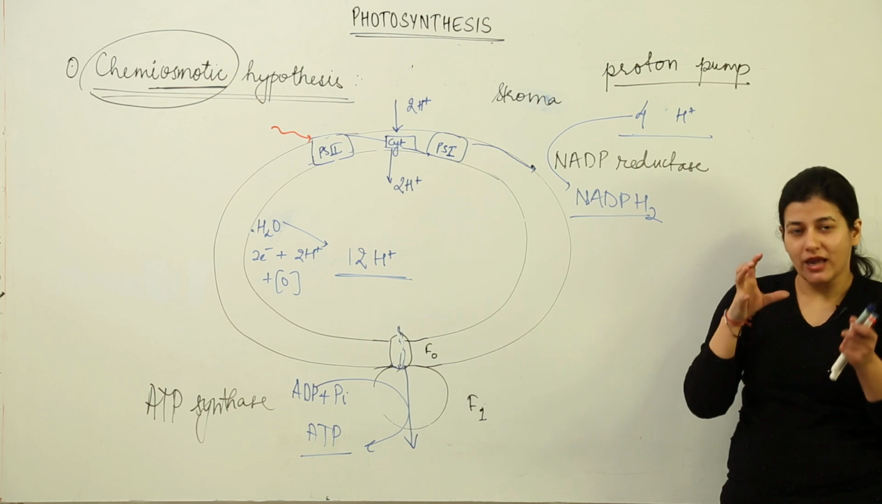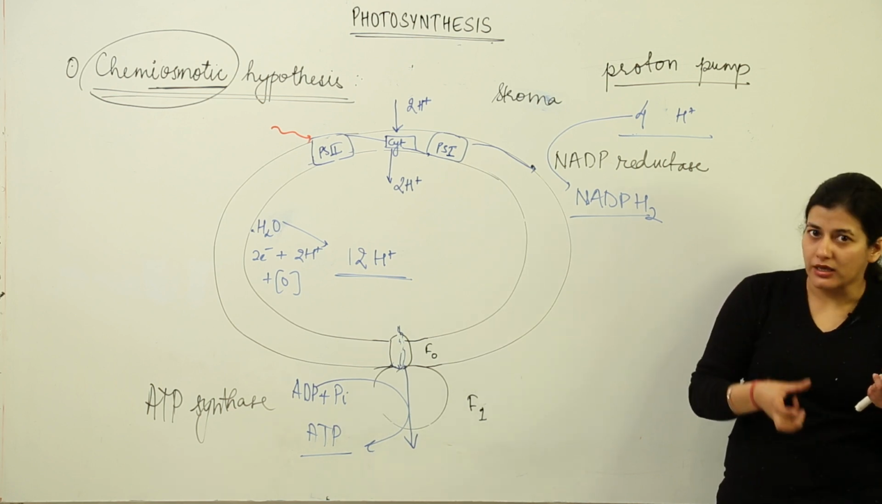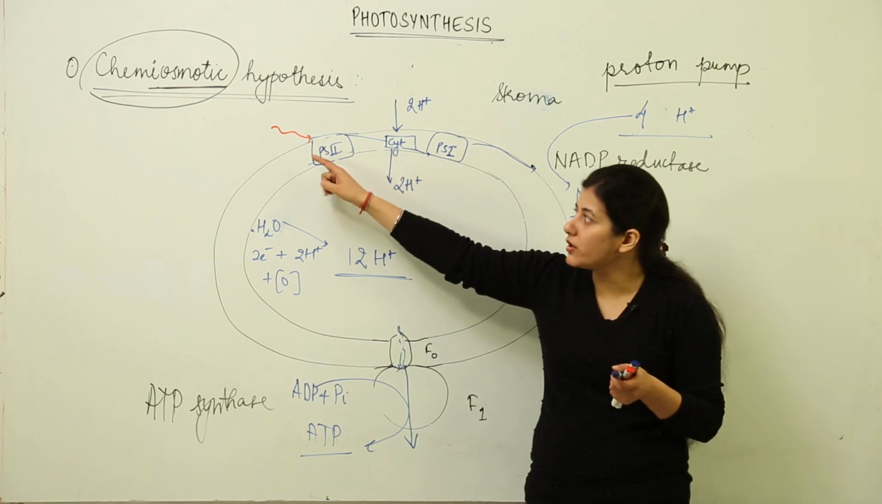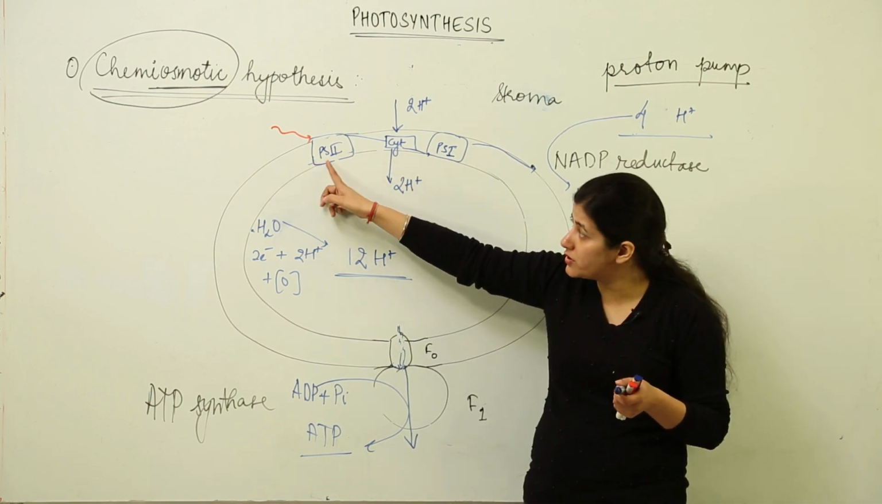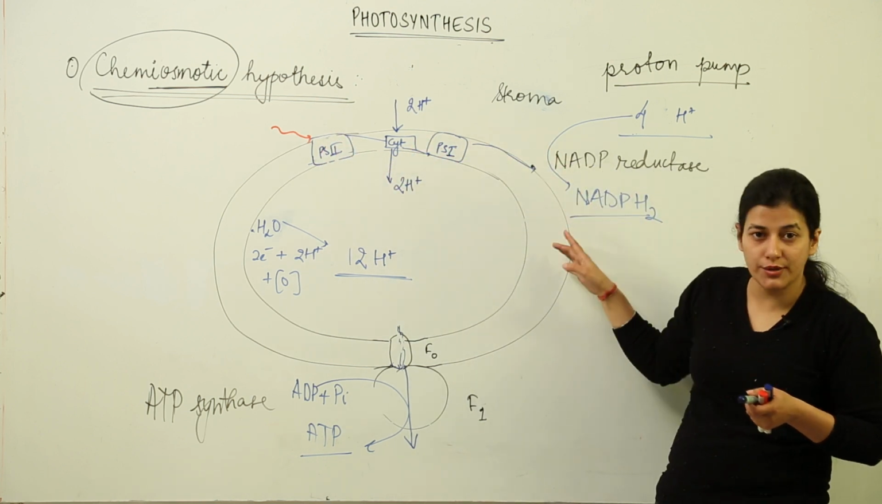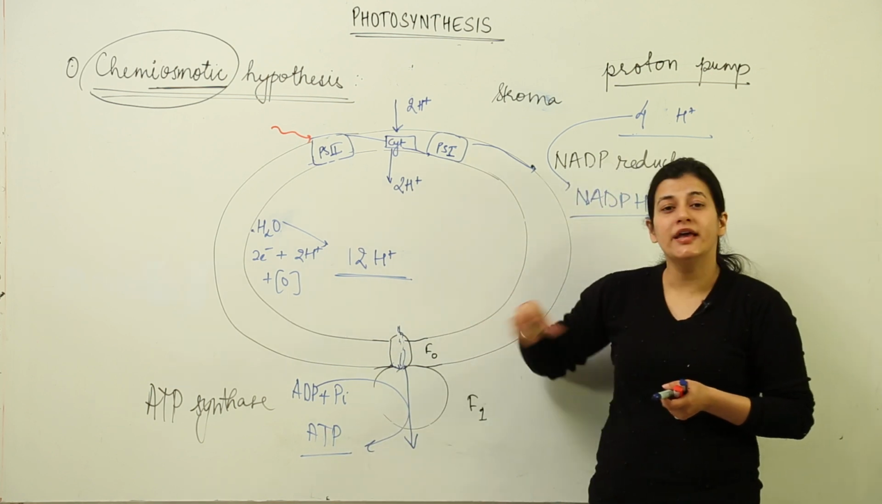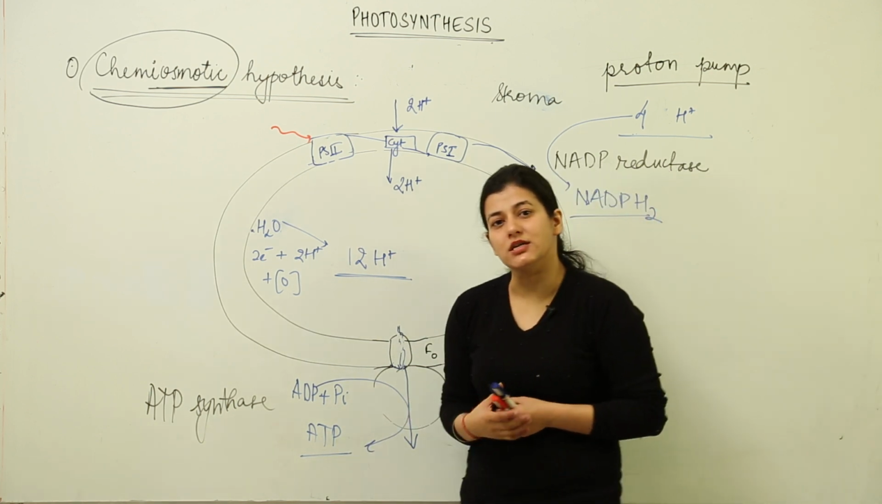And in this way, ADP gets converted to high energy ATP, and the energy that was brought by the photon to this photosystem, taken up by the electron as it moved from one place to another, gets stored over here. So this is what the chemiosmotic hypothesis is all about.